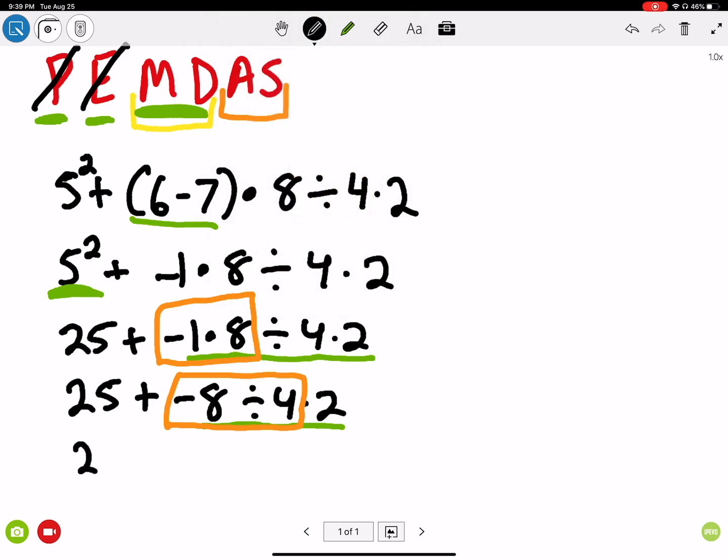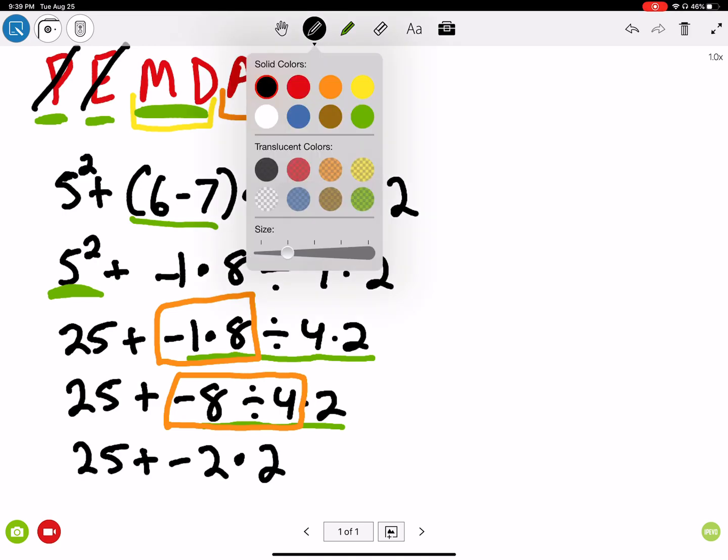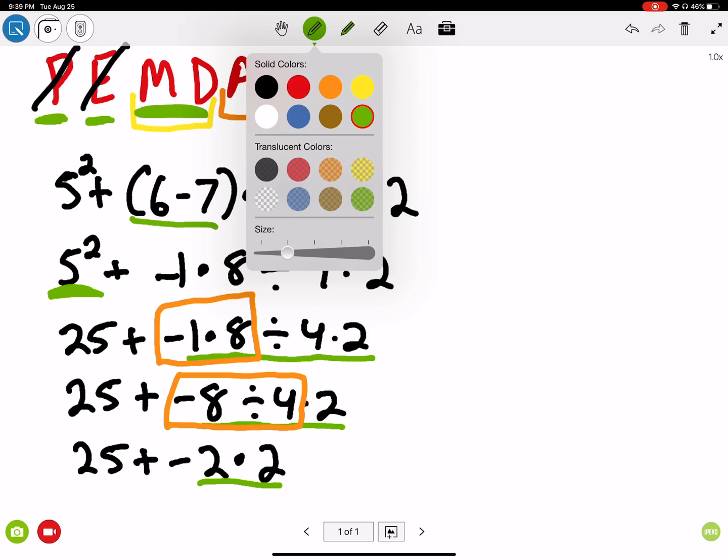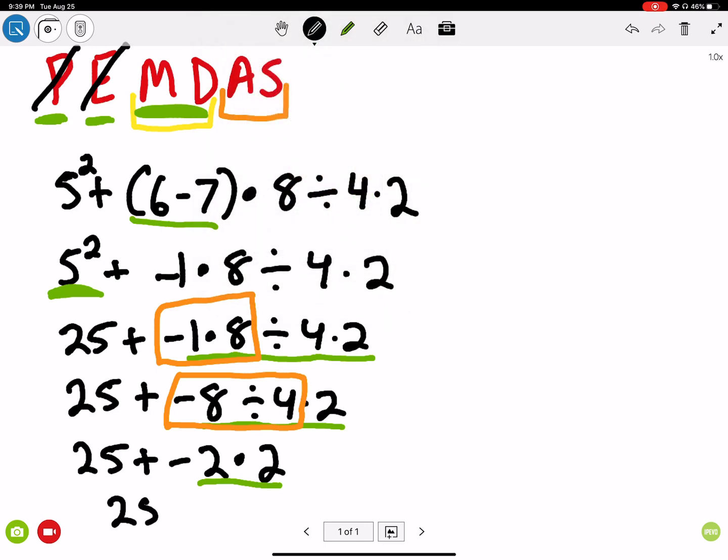So now I've got 25 plus -8 divided by 4. Negative divided by positive is a negative. And 8 divided by 4 is 2. So -8 divided by 4 is -2. And I'm going to bring down the times 2. Is there any more multiplication division left? Yes. Right here. So now I do this. Keep my 25 plus -2 times +2 gives me -4. Do I have any more multiplication or division left? I do not. It is donezo.